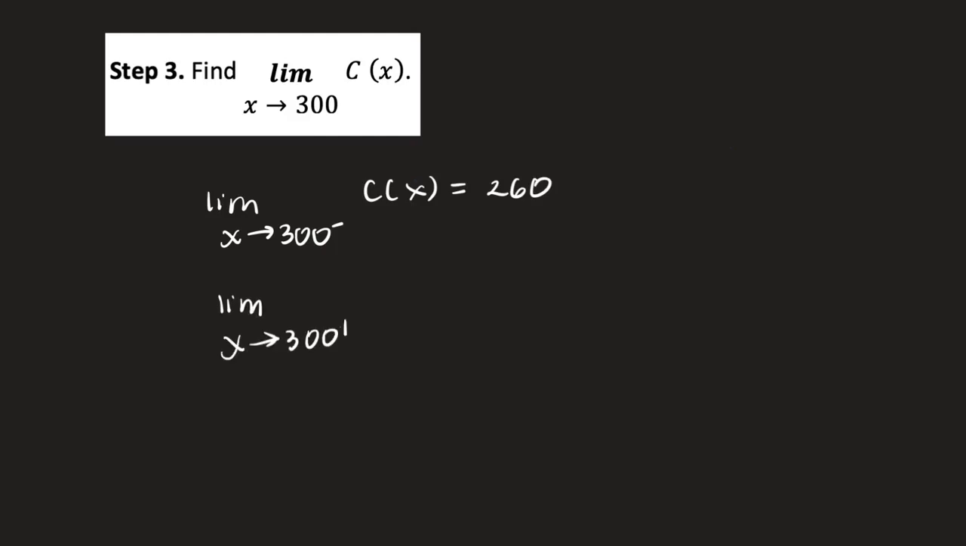In step 3, we're asked to find the limit as x approaches 300 of C of x. So this is the two-sided limit. And since the limit as x approaches 300 from the left of C of x was equal to 260, and the limit as x approaches 300 from the right of C of x was pretty close to 260, therefore the two-sided limit of C of x as x approaches 300 is equal to 260.